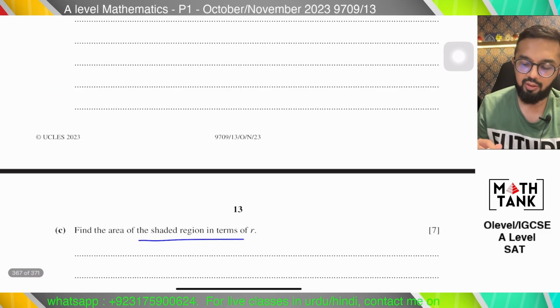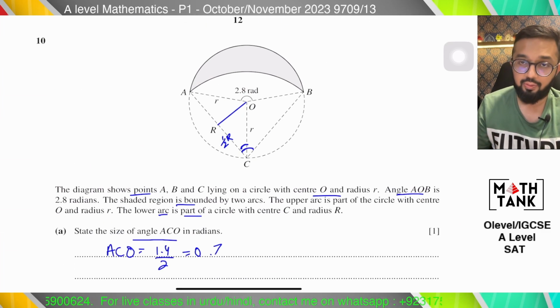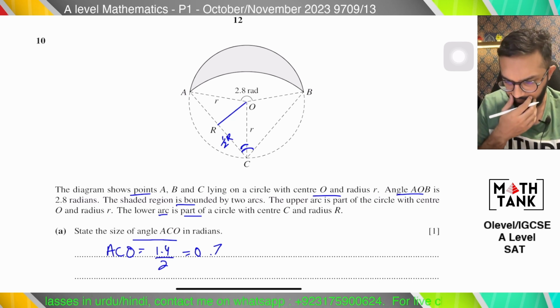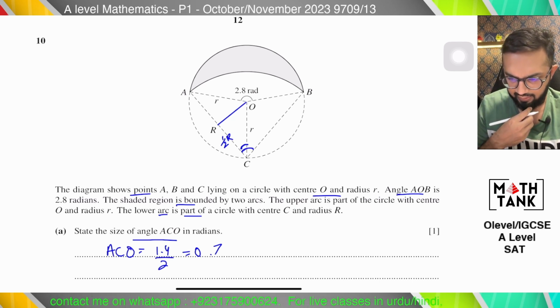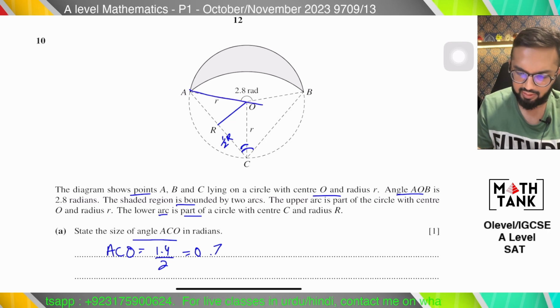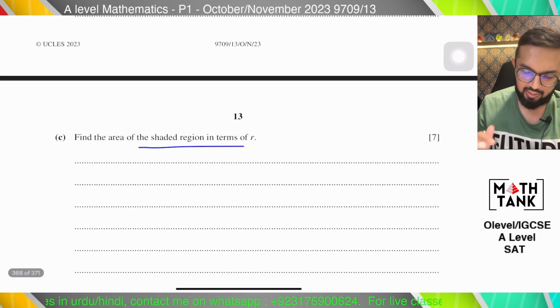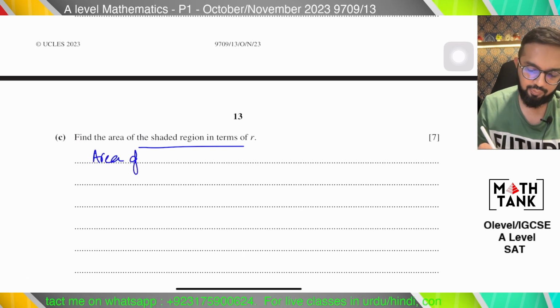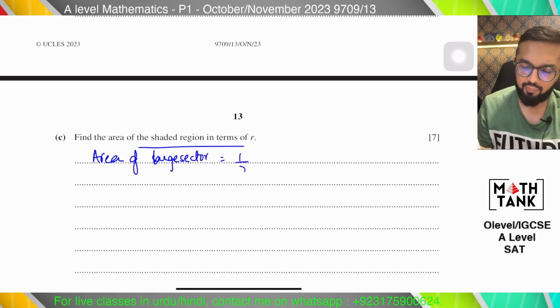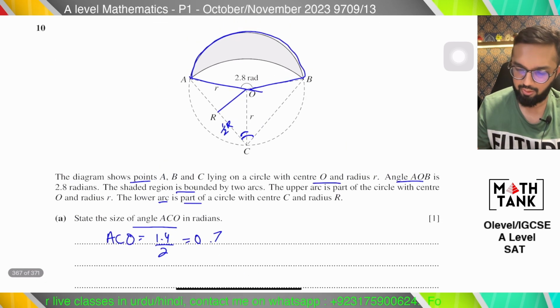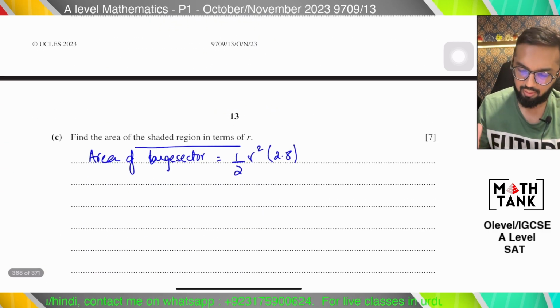And the area of the shaded region in terms of small r. Okay, so the area of the shaded region is going to be a little bit complicated since multiple things are involved. First, I'm going to focus on this sector of the other circle. I'm going to say that the area of the large sector is half small r squared times theta, which is 2.8. Okay, so 1.4 r squared.